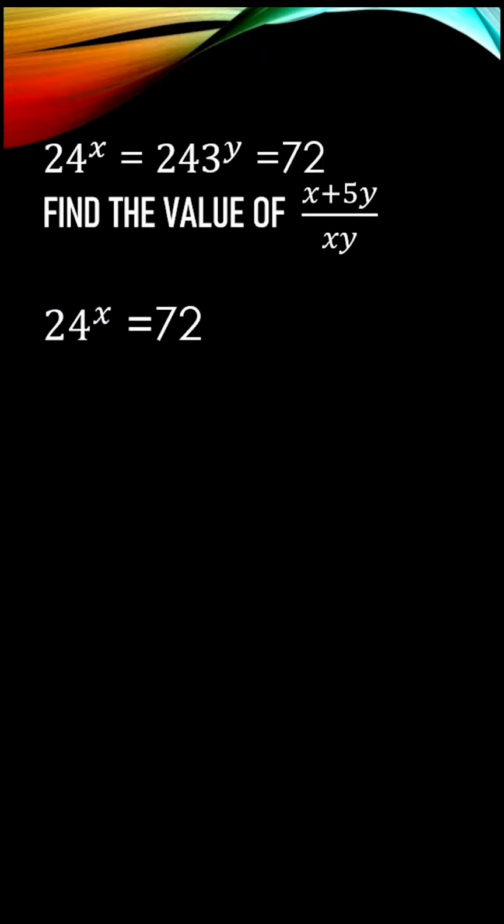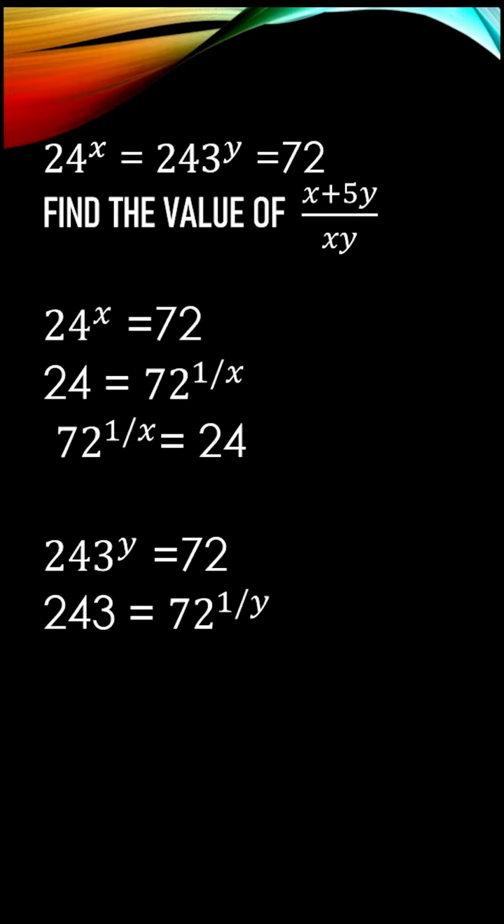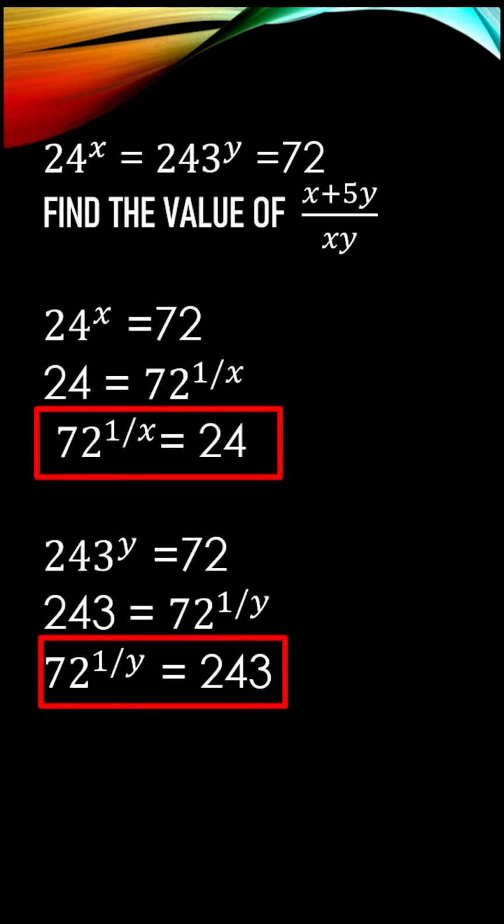Let's start by rewriting 24 raised to the power of x as 24 equals 72 raised to the power of 1 over x. Similarly, 243 raised to the power of y can be rewritten as 243 equals 72 raised to the power of 1 over y. We use these two equations later in this video.